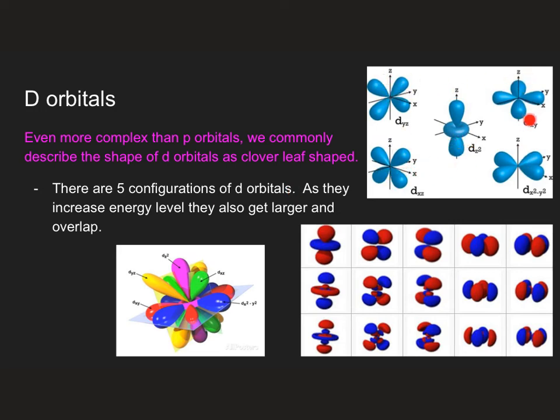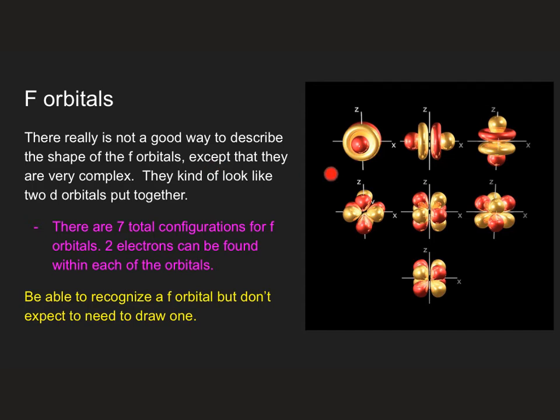We say it looks like a clover, mostly because of these 4. I still think this one looks like a pacifier, a double-sided pacifier of some sort. But again, it's the exact same thing. Each one of these can only hold 2 electrons, spinning in different directions. But as they get bigger, they just go further out, and so you get a larger and larger combination of them. And lastly, we have our f orbital.